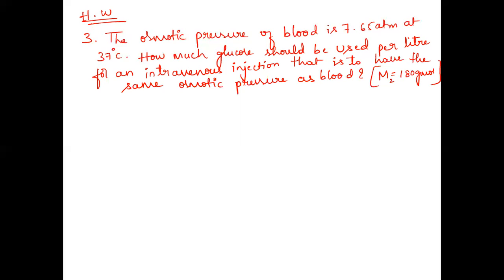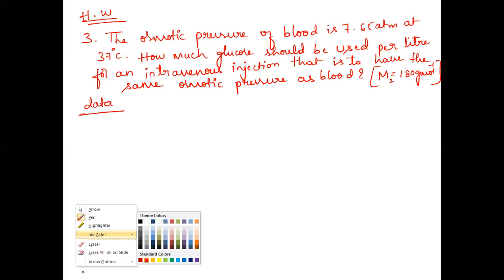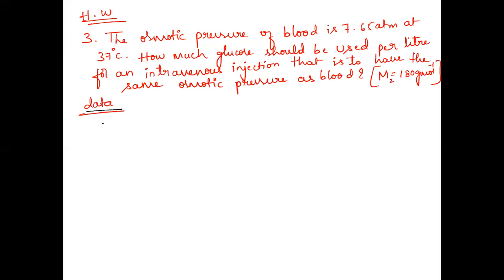See, very simple students, the osmotic pressure of blood is given. That means the data I will write, you can just substitute here. Data is given. So the pi value is 7.65 atmospheric pressure. The temperature is also given, that is 37 degrees Celsius. Just convert it into Kelvin by adding 273.